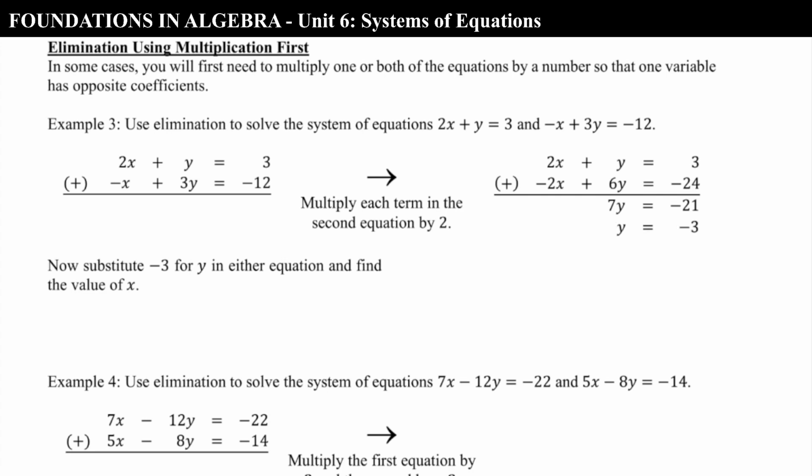Now we will substitute negative 3 for y in either equation and find the value of x. So let's take the first equation. Substitute in negative 3 for y. Then add 3 to each side, which gives us 6 on the right-hand side. And then divide by 2, which gives us x equals 3. So our final answer is 3, negative 3, since our x term is 3 and our y term is negative 3.